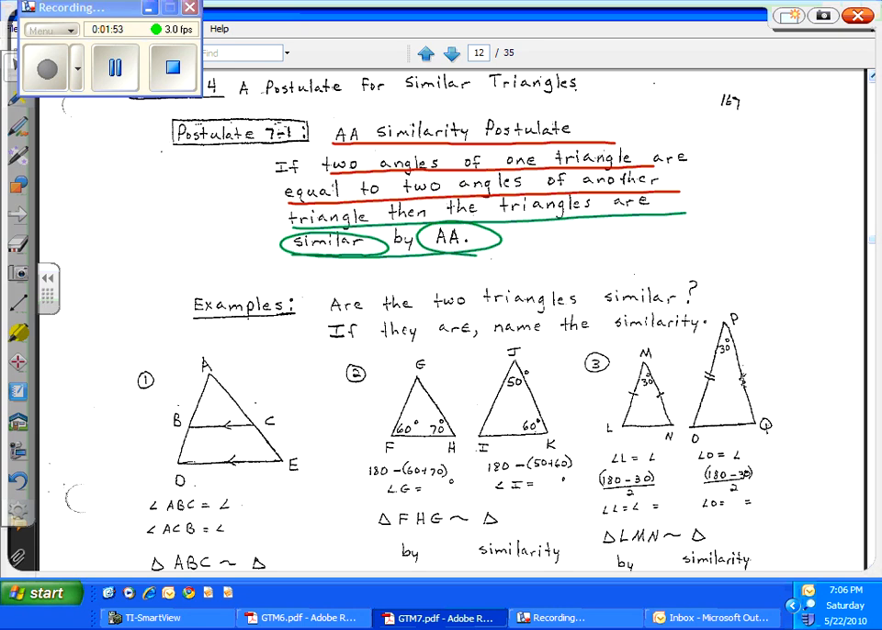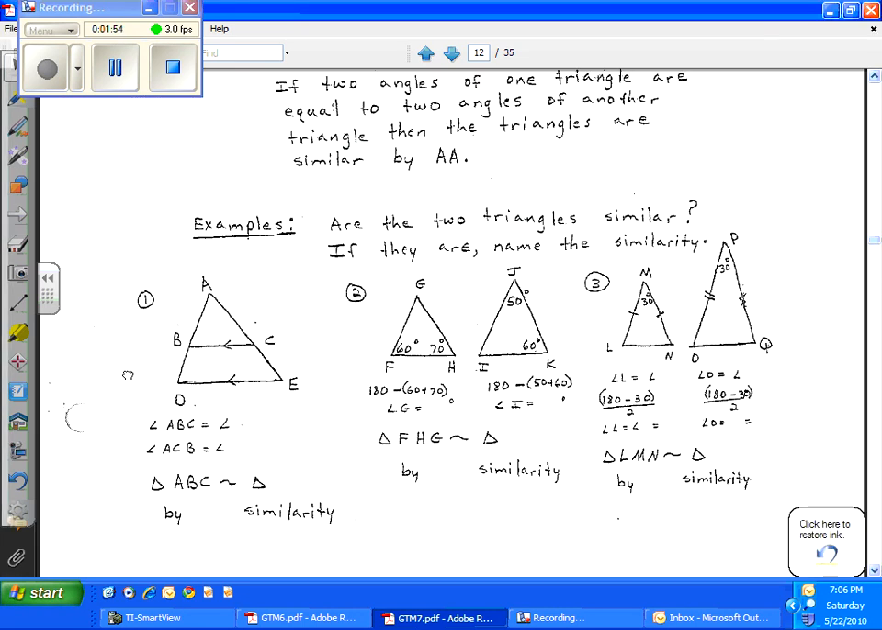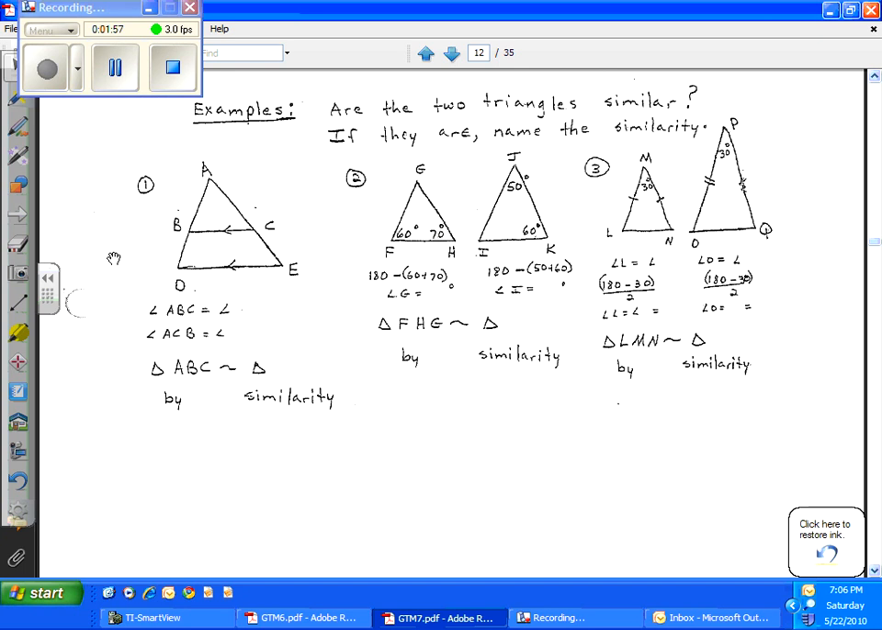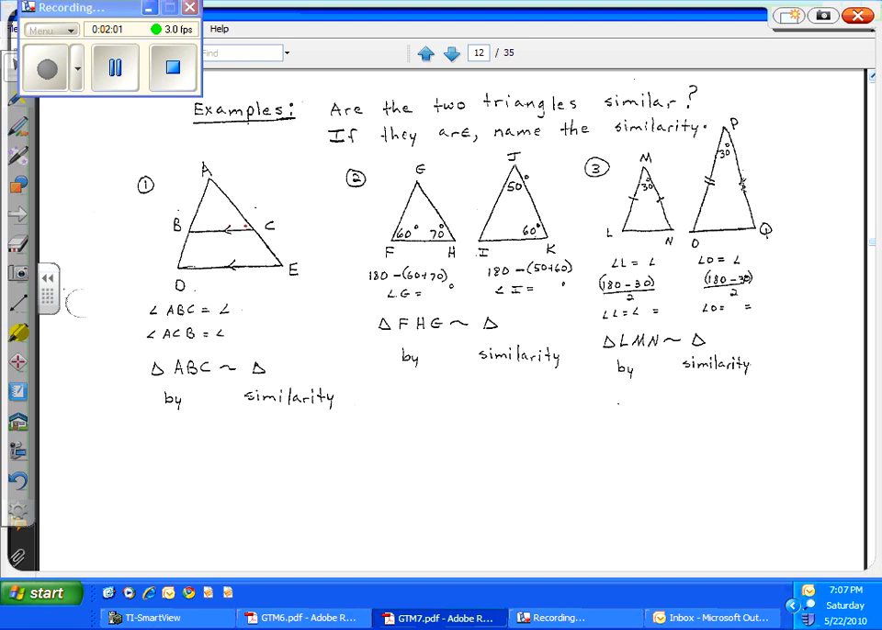All right. Example. Are the two triangles similar? If they are, name the similarity. Well, they gave us this stuff. Where are the equal angles? Well, they gave us parallel lines. So now we have to use our parallel line facts. If two lines are parallel, then alternate interior angles are equal. They make the letter Z. Corresponding angles are equal. They make the letter F. Same side interior angles are supplementary. They make the letter C. Or if a transversal is perpendicular to one, it would be perpendicular to the other.